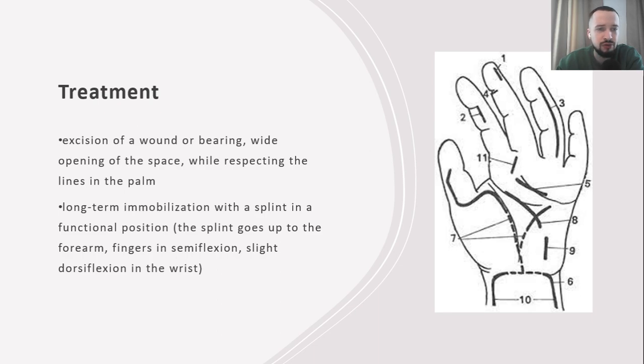Treatment: excision of a wound or bearing, wide opening of the space while respecting the lightness in the palm, long-term immobilization with the splint in a functional position. The splint goes up to the forearm, fingers in semiflexion, slight dorsiflexion in the wrist.